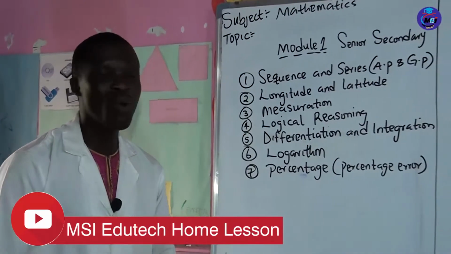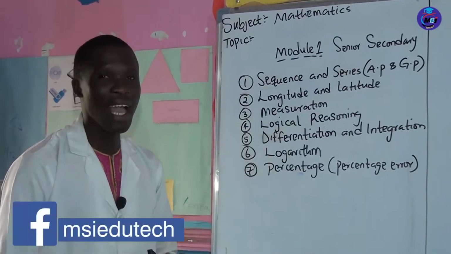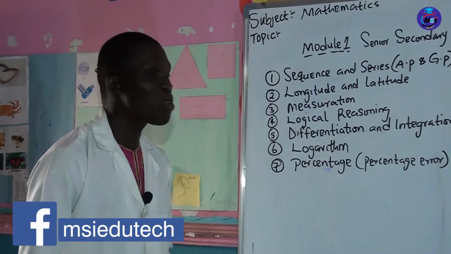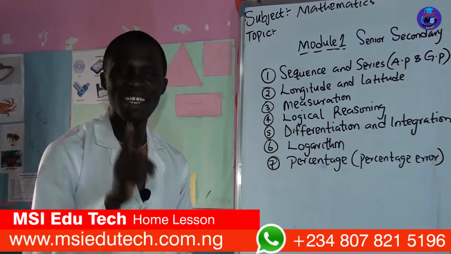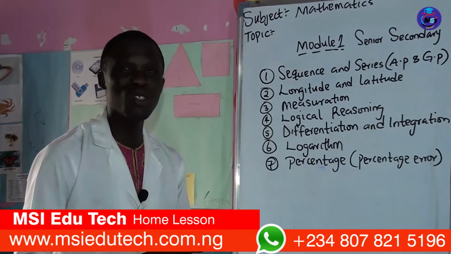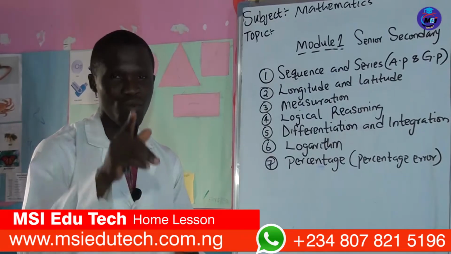Number 1, sequence and series, which can also be called AP and GP. I'm going to tell you more about that. Number 2, we have longitude and latitude. I believe you find this topic very difficult. Don't worry, in this module, we are going to break everything down for you.